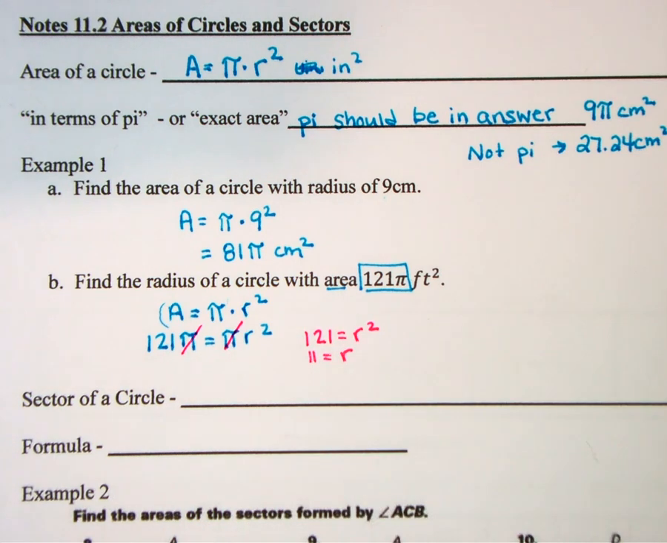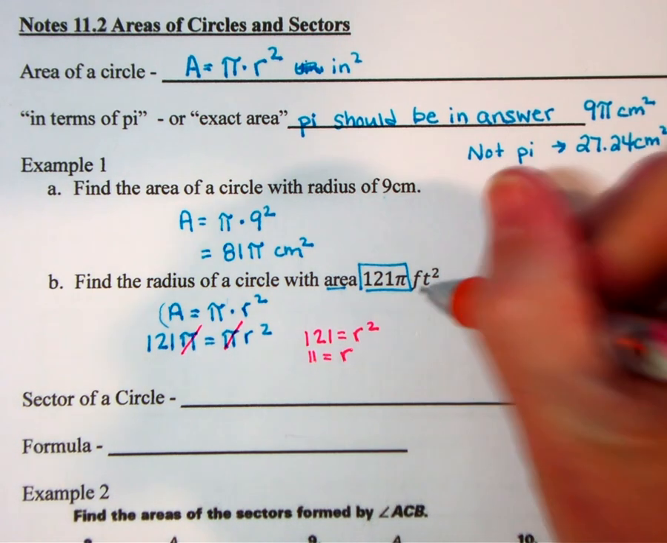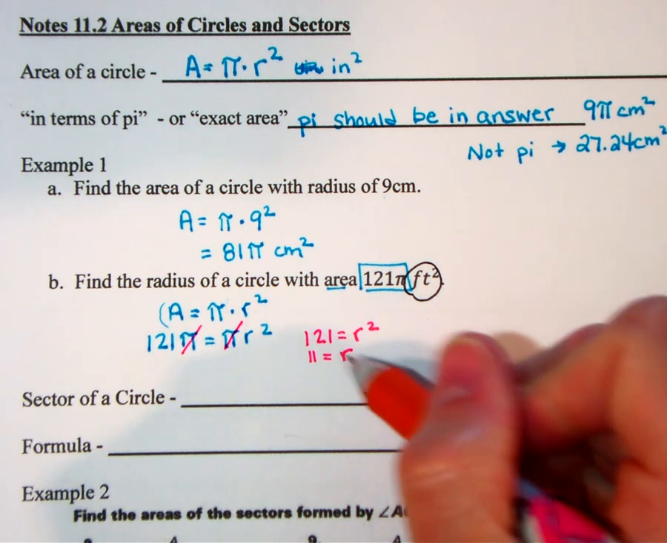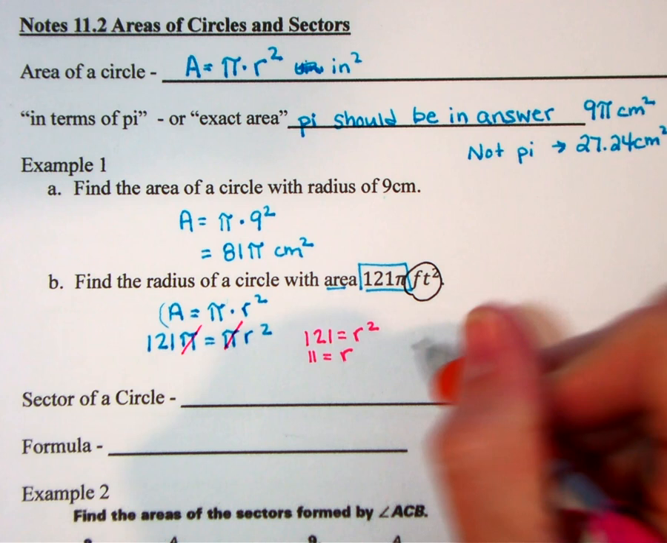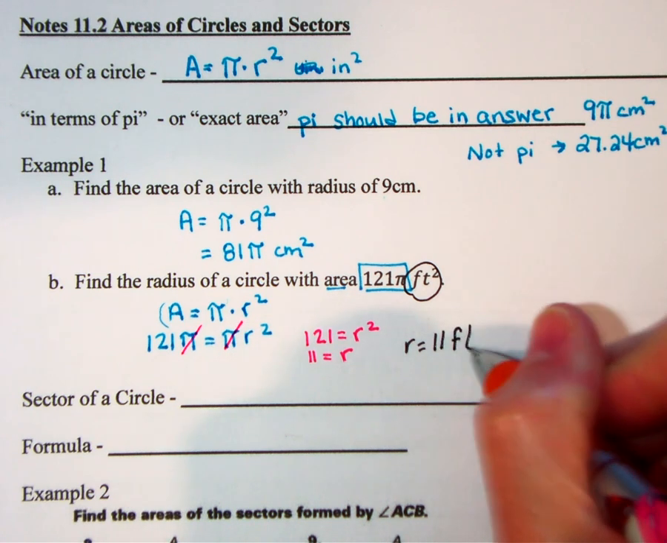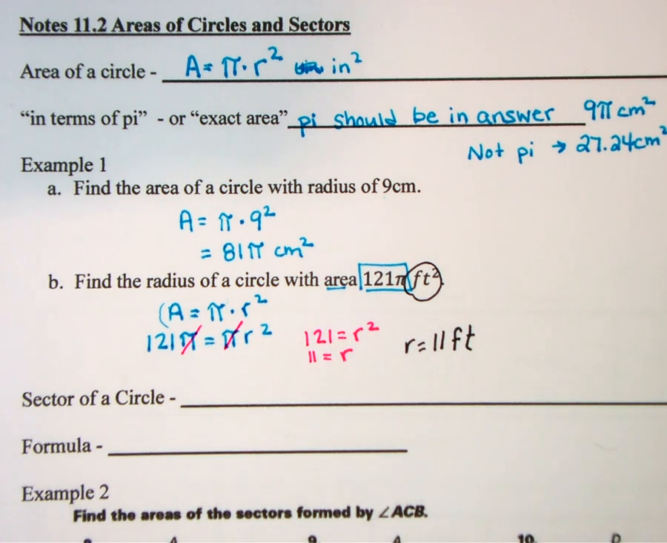So another question that you might be asking is, what about this feet squared? Where does that come into play? How come that didn't go into the formula? Well, the feet squared just tells you that when you have the radius equals 11, the radius is actually equal to 11 feet. So that's where that can come into play. That does not need to go into your formula as you're solving.